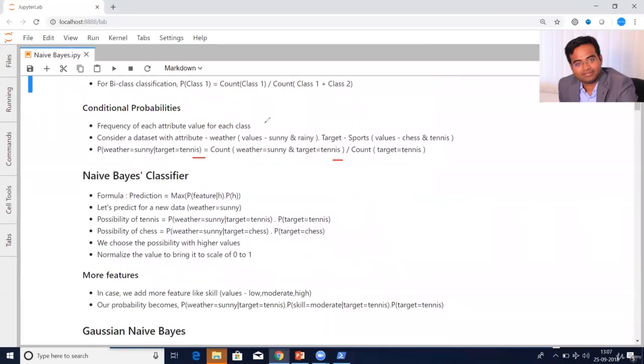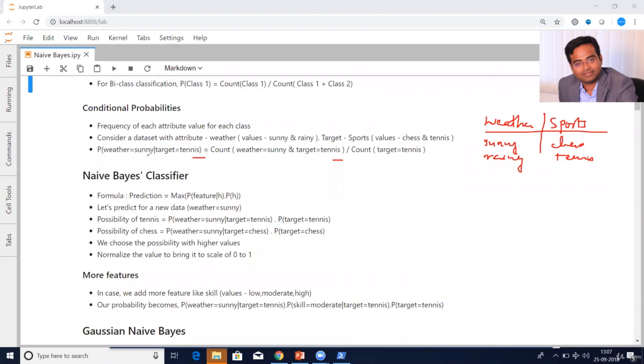Okay. The next thing is understanding conditional probability. Let's take a data set which is something like this. We have weather and we have sports. Weather is either sunny or rainy. And the values for sports are chess and tennis, right? These are the possible classes.